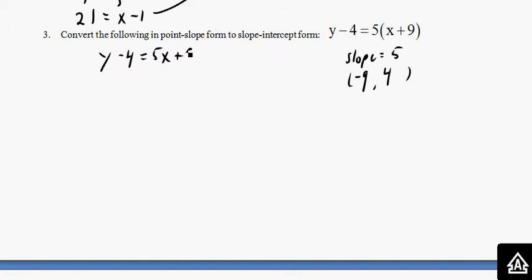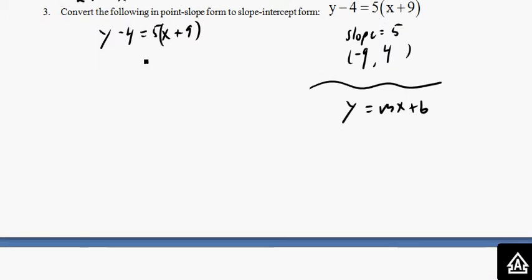So slope-intercept form is y equals mx plus b. So to put this equation in slope-intercept form, we need to isolate the y. But before I get rid of this minus 4, I will first just distribute the 5 on the right side. So that would give us 5x plus 45. And then if we add 4 to both sides of this equation, we get y equals 5x plus 49.